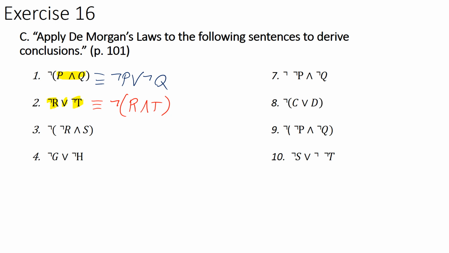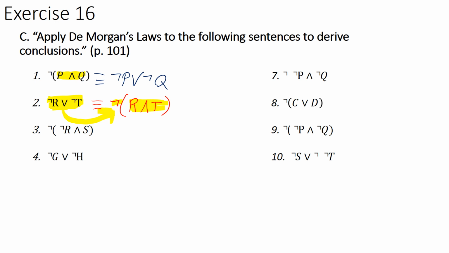But let's think about this left-hand side, not R or not T. It's telling us that R is not the case or T is not the case. Or in other words, R and T cannot both be the case. So we can think about moving from the left-hand side to the right-hand side in that way.